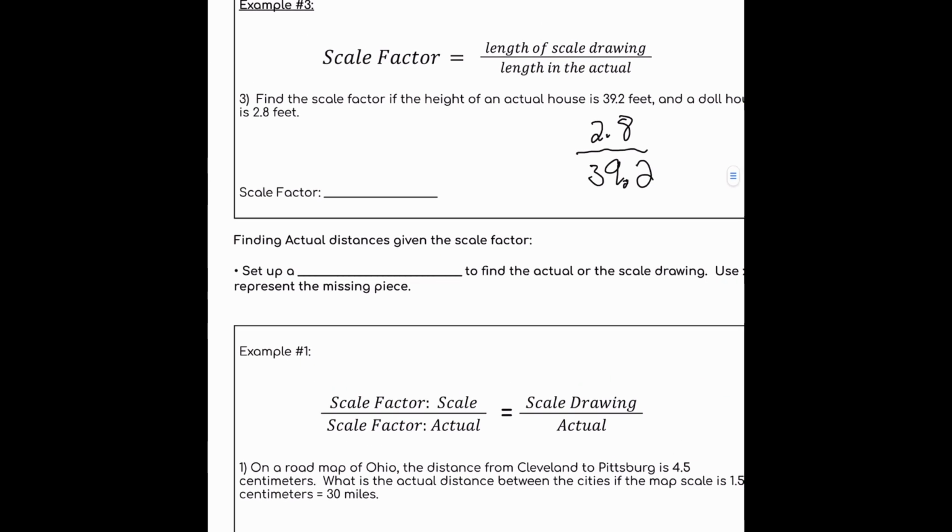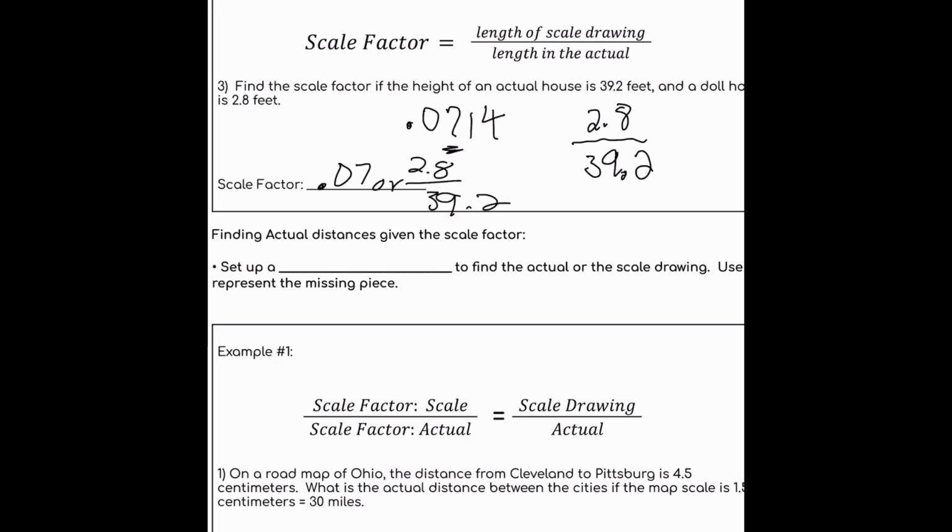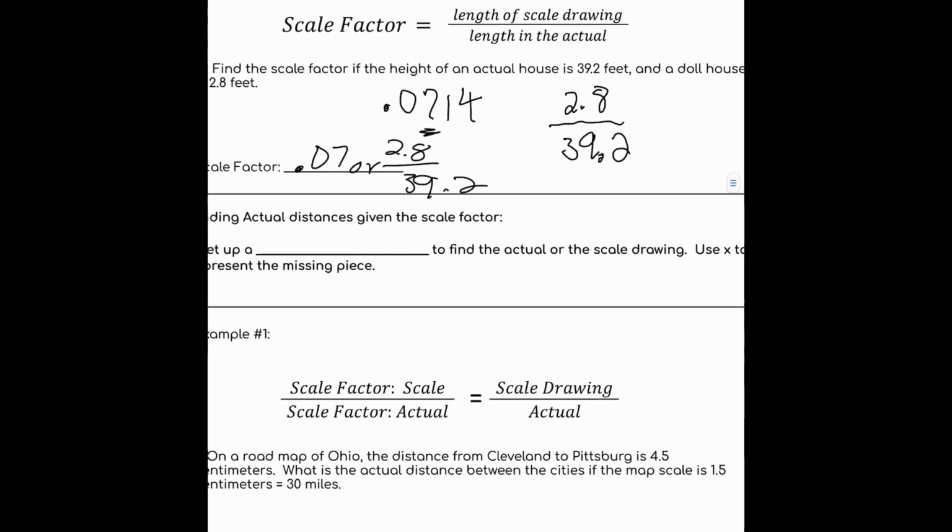The decimal, sorry about that, is 0.0714, and so on and so forth. In this case, let's round to the nearest hundredth. The 1 is going to keep the 7, so we're going to have 0.07, or we can keep it in fraction form, 2.8 over 39.2. That would be the scale factor.